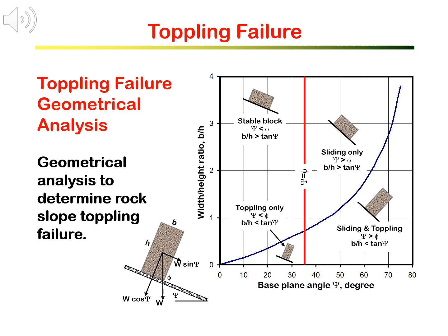Toppling failure can be analyzed through shape analysis, as illustrated in the diagrams on the right, with the 4 cases. It is governed by the relationship between block width height ratio B over H, the tilt angle, and the base friction angle phi. Please read the diagram carefully to appreciate the 4 cases, particularly the 2 lower cases where toppling can occur.